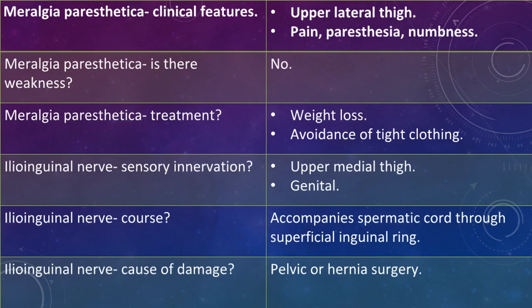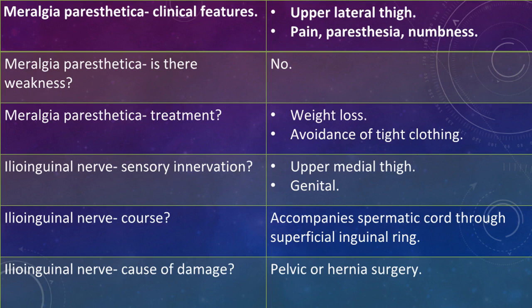Upper lateral thigh. Pain, paresthesia, numbness. Meralgia paresthetica, is there weakness? No. Meralgia paresthetica treatment. Weight loss. Avoidance of tight clothing. Ilioinguinal nerve sensory innervation.